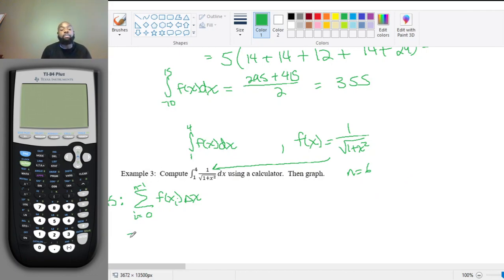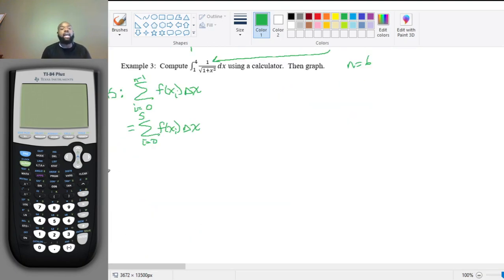So my left-hand sum is going to go from i equals 0 to 5 of f of x sub i times delta x. Now, when I do this, I need to know my delta x. My delta x is b minus a over n. My b is 4, my a is 1, and my n is 6. I chose that, and so I get 1/2.